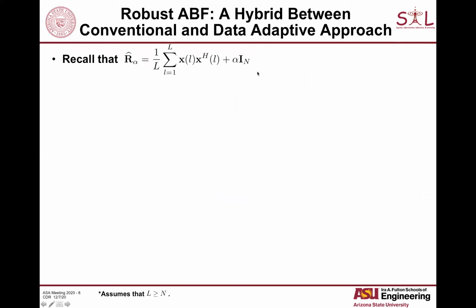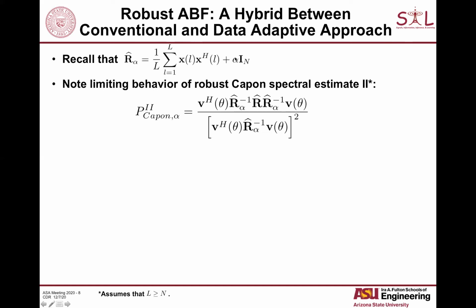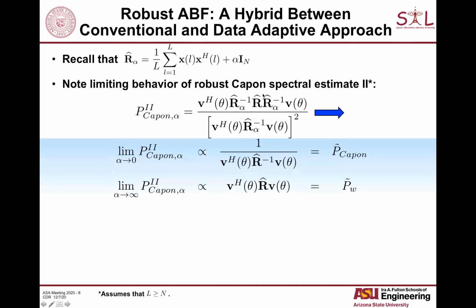Just writing the diagonally loaded covariance matrix here in this expression, recall that it's the sum of two terms. Notice that if I set alpha equal to 0, this diagonally loaded covariance matrix just reduces to something proportional to the usual sample covariance matrix. So if I plug it into this expression, I get a cancellation, and it reduces to a statistic that's proportional to the Capon spectral statistic.